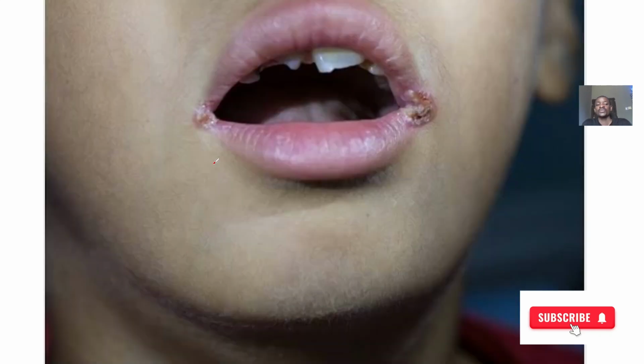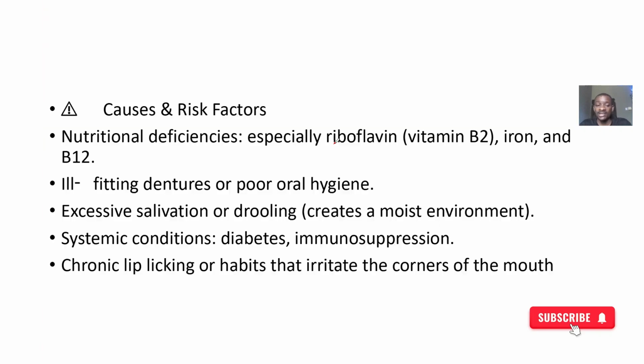Okay, so let's quickly talk about disease conditions that cheilosis can be associated with. Sometimes it's nutritional deficiencies like vitamin B12. So vitamin B12 deficiency can lead to what? Pernicious anemia. That's the deficiency of vitamin B12. Iron deficiency too. Then riboflavin, that's vitamin B2 deficiency.